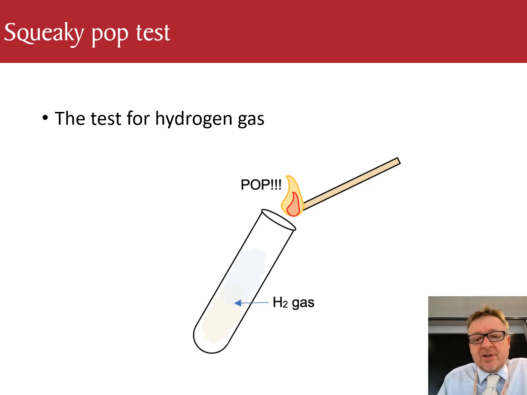First little test, I'm just going to do one of these tests, the test for hydrogen. If you've got hydrogen gas in a boiling tube, you put a lit splint into the boiling tube. What you get is a squeaky pop. That is the test for hydrogen.